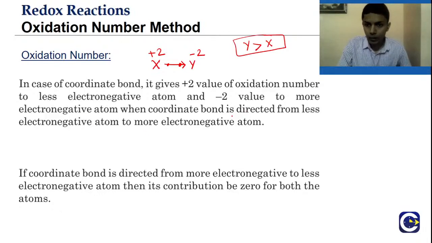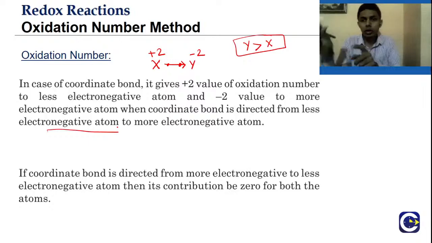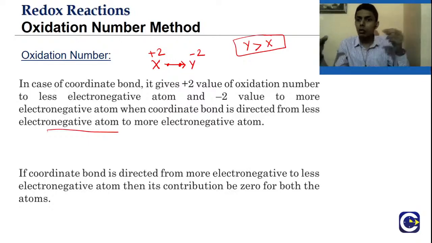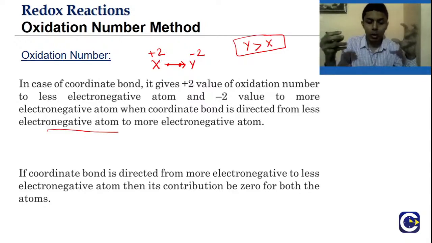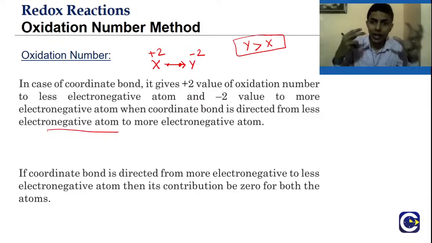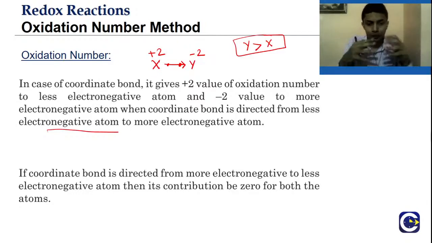If a coordinate bond is formed in such a way that the less electronegative atom is giving both the electrons to the more electronegative atom to form the coordinate bond, then the electronegative atom, which is Y, will get -2, and the electropositive element, which is X, will get +2. Okay.